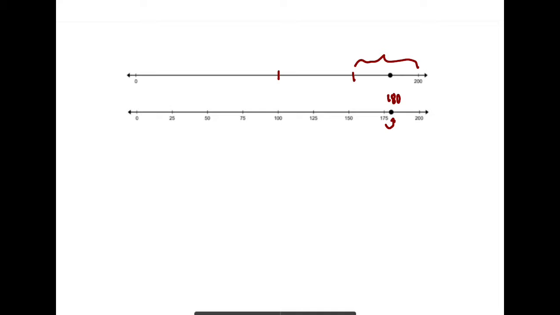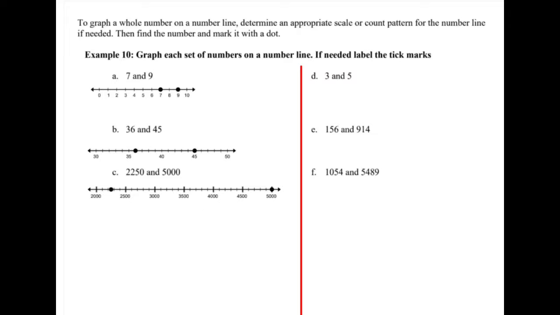So the more accurate you can be with your lines, your little intervals here, the more accurate you can be with guessing where your number is. Okay, the top part here says to graph a whole number on a number line, determine an appropriate scale or counting pattern for the number if needed. Then find the number and mark it with a dot.